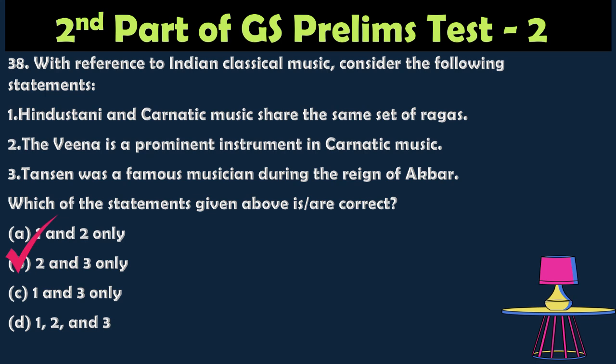The correct answer is option B, 2 and 3 only, because Hindustani and Carnatic music have some common ragas but differ in style and composition. So statement 1 was wrong. The other two: the veena is widely used in the Carnatic music, that is correct, and Tansen was a musician in Akbar's court, that is also right. So options 2 and 3 are right.